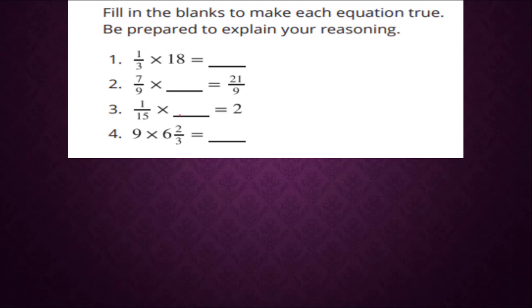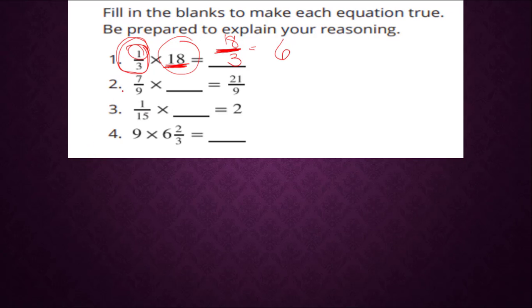Okay, so we have a fraction times a whole number. So we take our whole times our numerator. 1 times 18 is 18. So 18 times the 1/3 is 18/3. So now we're going to read that as a division problem. 18 divided by 3. So what times the 3 gives me the 18? 6.